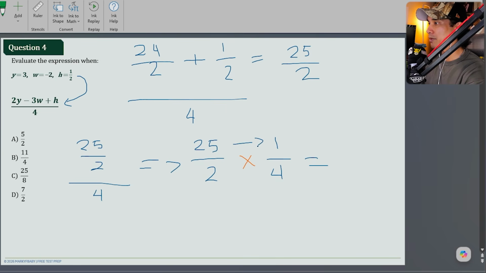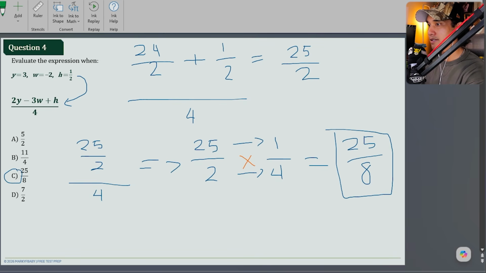Now we could just multiply across. And then we get 25 times 1, that equals 25. And 2 times 4, that equals 8. And this, folks, is our simplified expression, completed. So that is answer choice C. Okay? This tested 2 skills with fractions, as well as the third one being substituting these variables inside this algebraic expression.